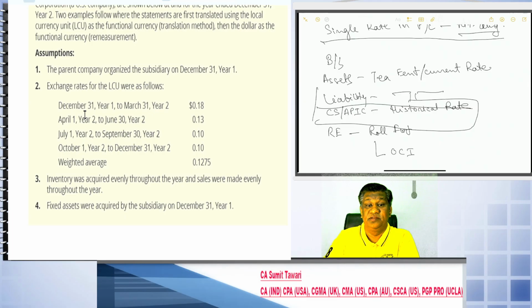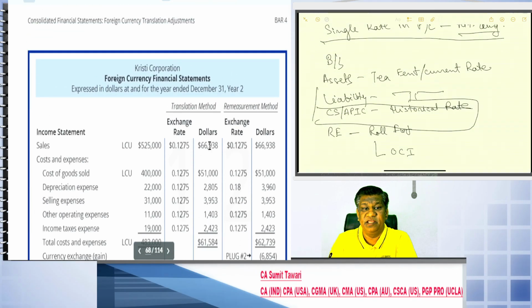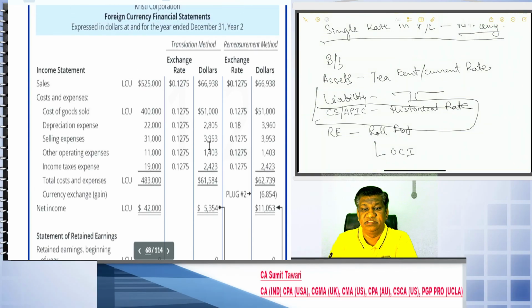For the historical rate, the first three months are 0.18, and April to 30th June is 0.13. When you are using the historical rate, you need to consider whatever rate was applicable on the date of the inventory purchase. So if you buy inventory in January, February and March, you apply 0.18 for those three months, then April, May, June 0.13, July to September 0.10, and October to December 0.10. That we need to consider. I hope you are able to understand. Then they gave the balance sheet, and we will see one by one how we are going to consider the rate.